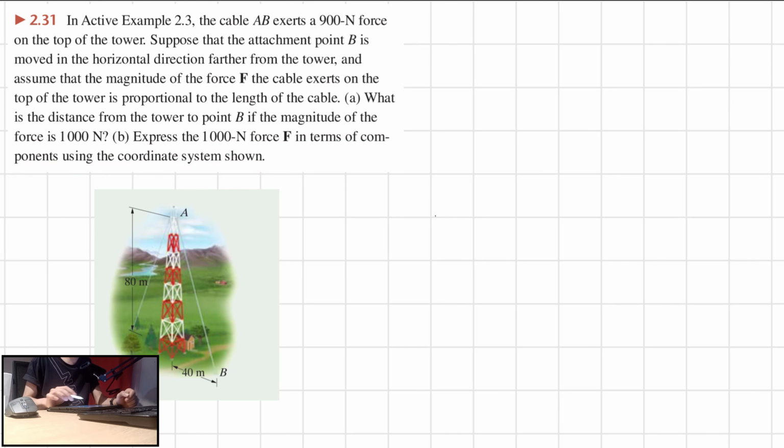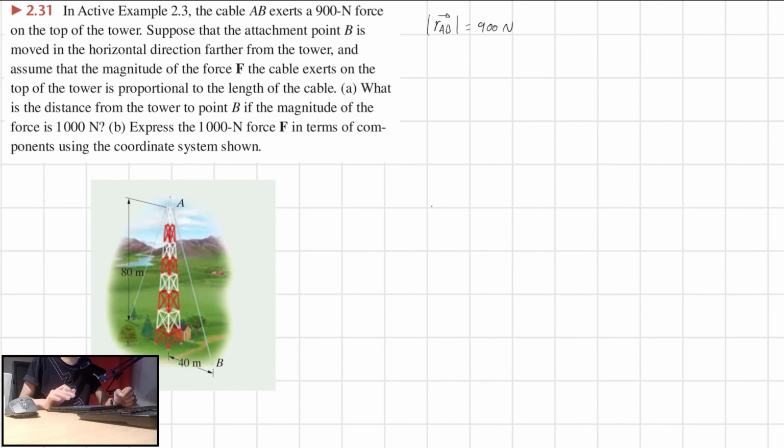Alright, so this would be an exercise in which we're going to analyze this tower. We do not need any different information from example 2.3. I just took the figure for us to solve it. So as always, we're going to read it again, taking into account the information and write down all that we require. Right here we have that the cable AB exerts a 900 Newton force. So our AB magnitude is going to be equal to 900 newtons.